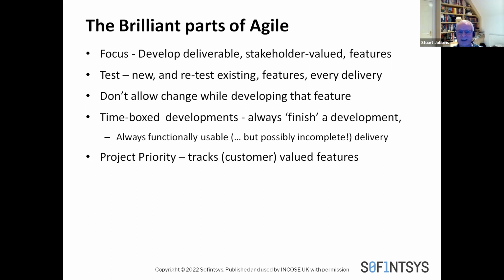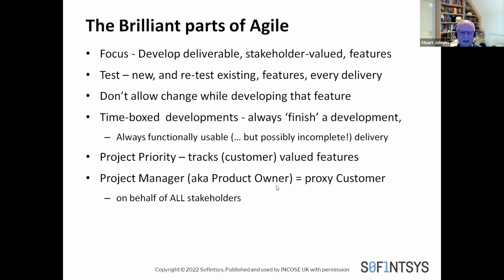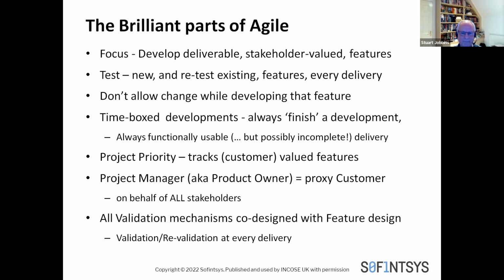Project priority. So it tracks customer valued features. Again, that's a bit of a restatement of the focus view of life. Project manager in Agile might be known as the product owner, is a proxy customer. And in the Agile world, he is on behalf of all stakeholders. Now, from a software perspective, that might be relatively easy. In a system perspective, that gets more difficult, especially if we have a large number of stakeholders from a large number of different domains.